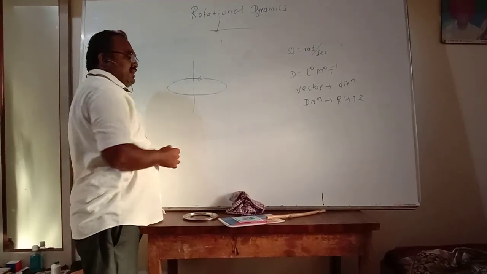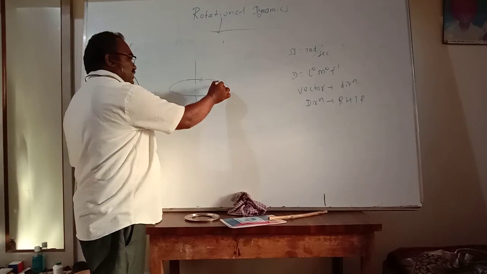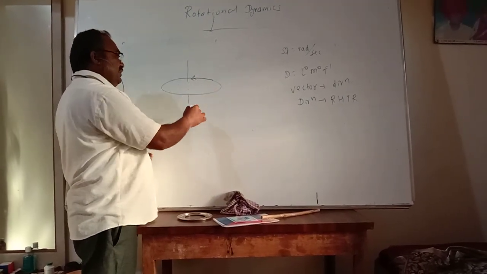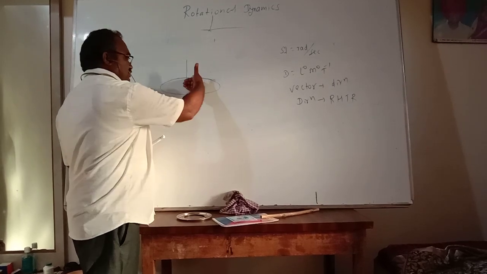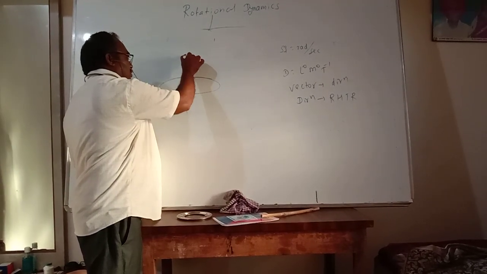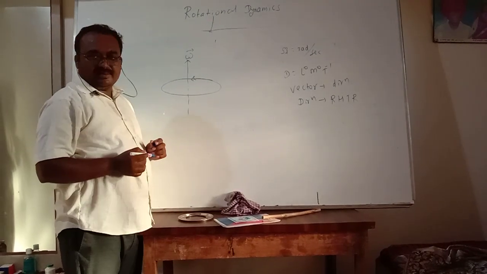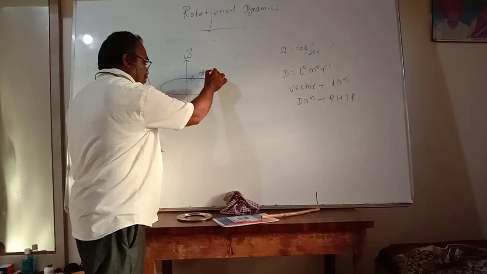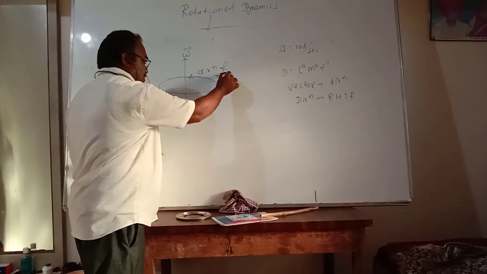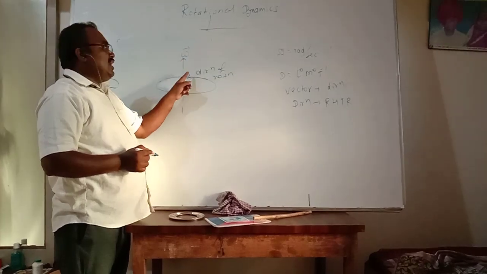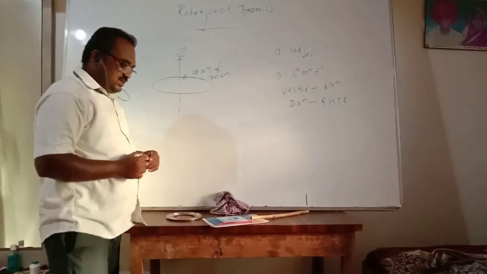Suppose the particle is moving in anti-clockwise direction. In this way, the stretch thumb is in the upward direction. So omega is upward when the direction of rotation is anti-clockwise. The direction of angular velocity is upward.